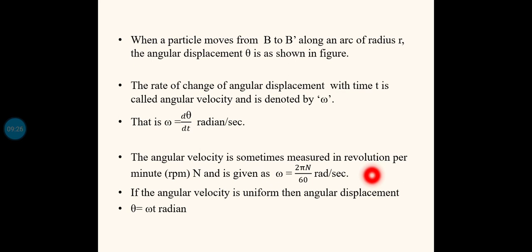So velocity into time will give displacement. So here also the same thing is applicable. If the angular velocity is uniform, omega is uniform, then if you want to find the angular displacement theta, theta is given by omega into t radian. Okay, now we will move on to the next case, that is the velocity is not uniform.